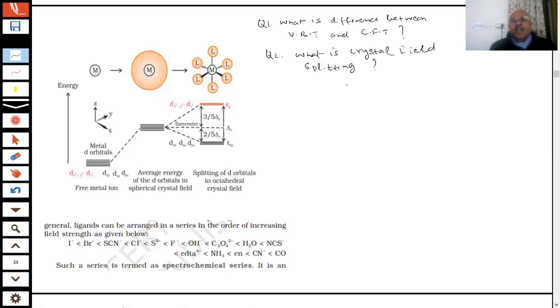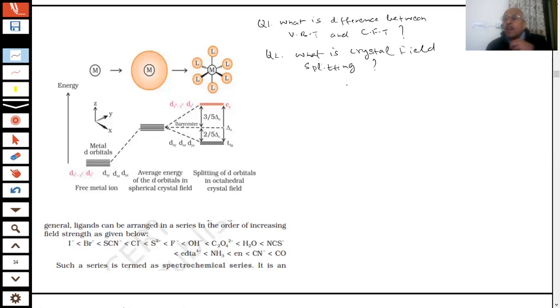So, students, the story is like this: there are 5 d orbitals which have electrons in the central metal ion. Yes or no? Yes, sir. They are degenerate. They have a field, students, and the field is symmetric. But in coordination compounds, the ligands have geometries, octahedral, tetrahedral, square planar. So when the ligands approach and try to form an octahedral complex, what will happen, students?